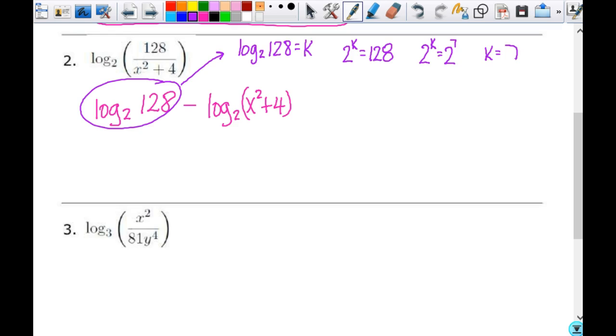So that's where this is going to come from here. So I get 7 minus. Now I have an exponent here. Does this exponent get to come out in front here? No. And do I get to split this up into 2 additions or anything? No. Okay, that all has to stay there, so I have to just leave that as log base 2 of x squared plus 4. Sometimes there's not much you can do.